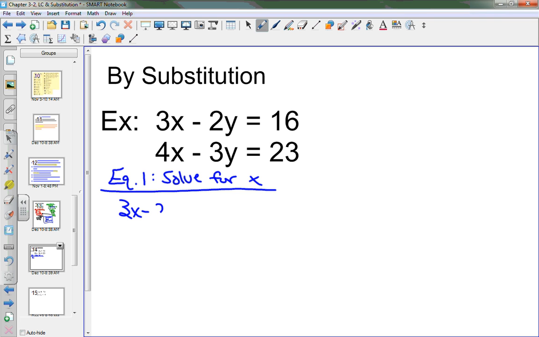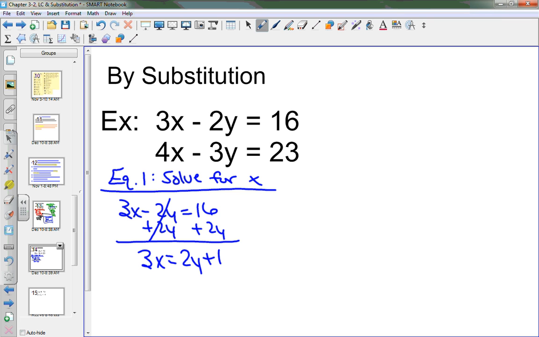So 3x minus 2y is equal to 16. If I'm solving for x, what should I do? Add 2y to both sides. 3x is equal to 2y plus 16.